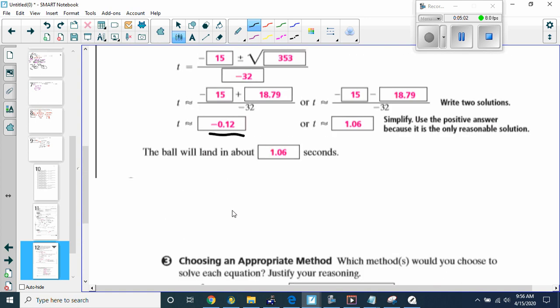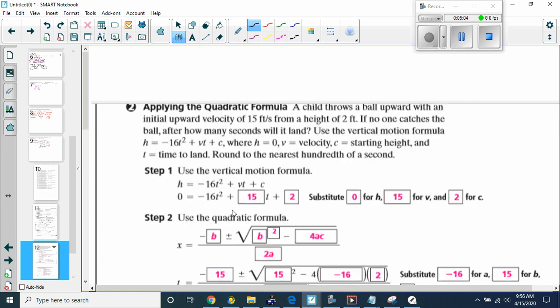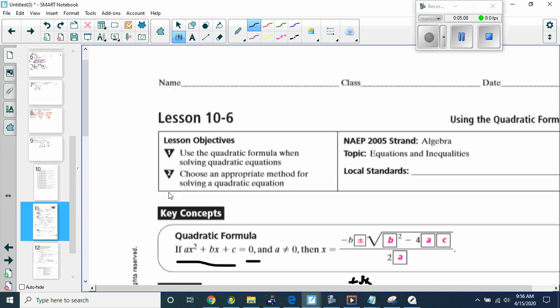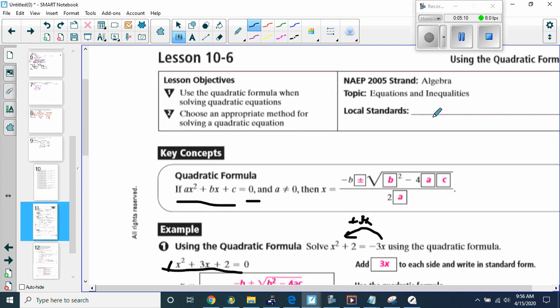Okay, hopefully this helps. It's just a matter of using the formula and understanding it and applying it. So hopefully this will help you to do your 10-6 homework on Schoology. This will all be on the quiz on Friday.